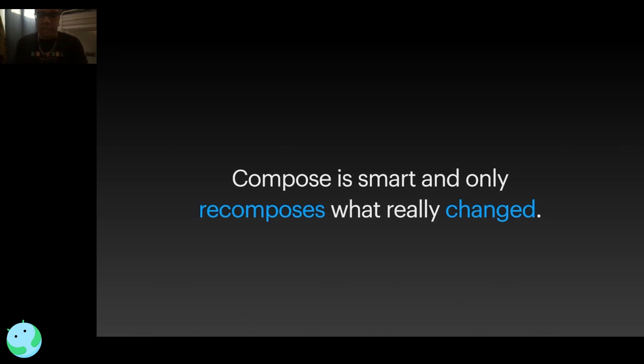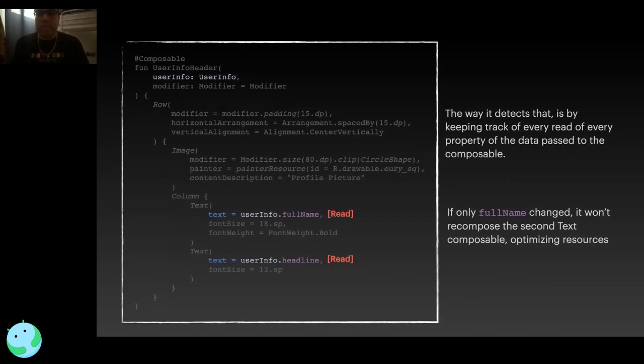The way it detects that is by keeping track of every property of the data passed to the composable. In this case, you see that we are reading the state in the two text views: user info full name and user info headline, right? So if only full name changed, it won't recompose the second text composable, thereby optimizing resources. If I had more composables inside of this user info header, it won't recompose any other thing if only full name changed. So that's great too, and saves some resources.